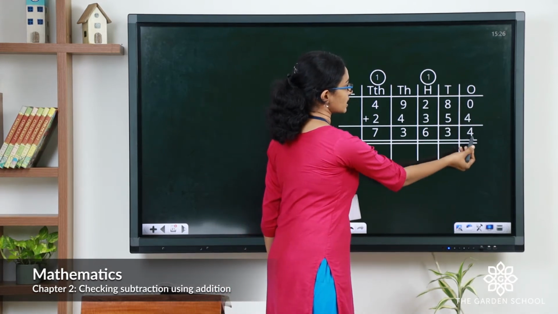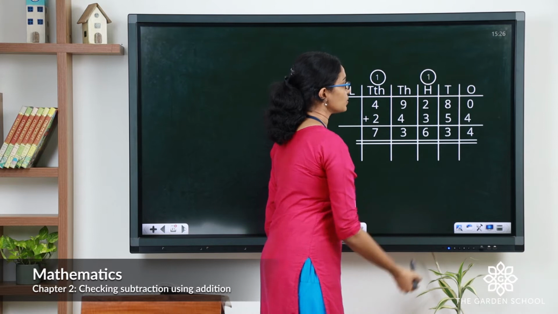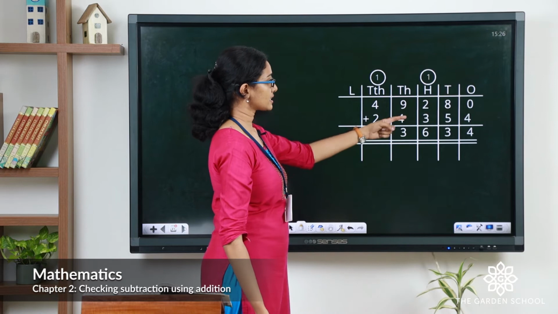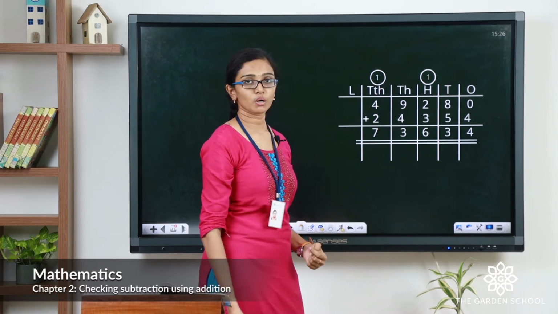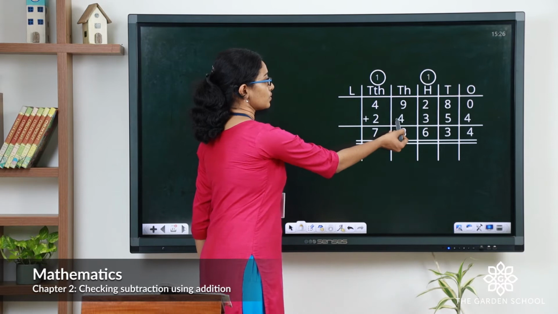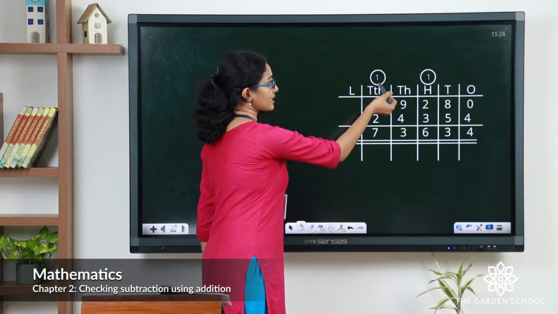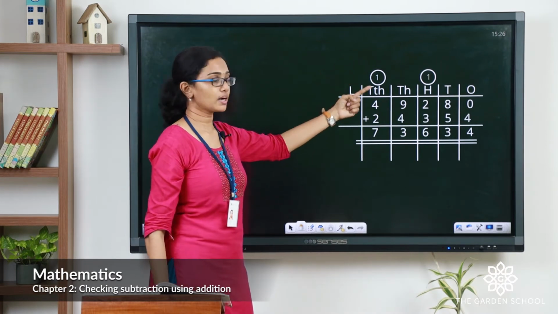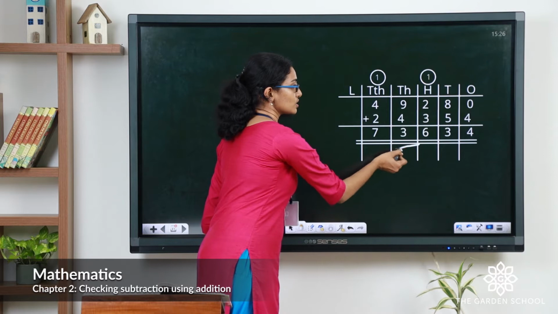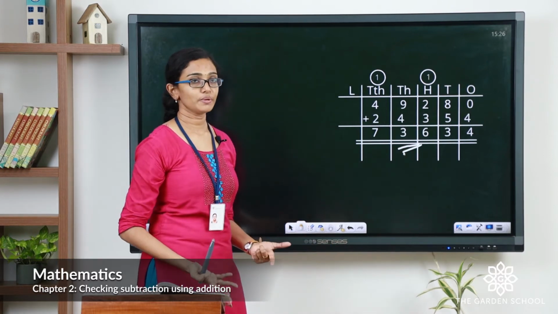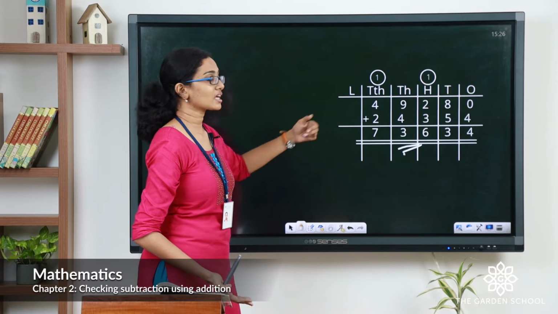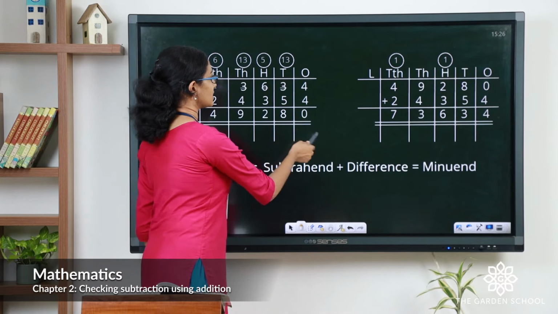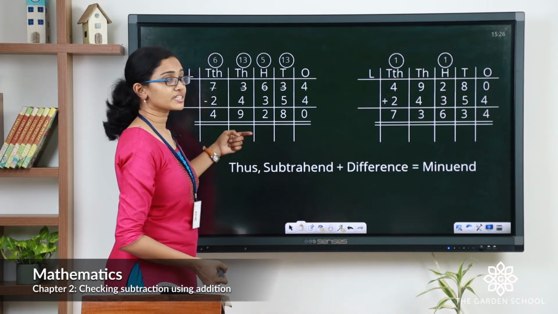4 plus 0 give you 4 and 8 plus 5 equal to 13. You write the 3 here and carry over the 1 to the hundreds place, and 3 plus 2, 5, plus the carried over 1 give you 6. Now, 9 plus 4 is 13. 3 here, carry over 1 there. Now, 4 plus 2 or 2 plus 4 equal to 6, plus 1 equal to 7. So, this is the minuend that we had in the beginning. So, again, the difference plus the subtrahend gives you the minuend. Thus, we can say the subtraction was done correctly.